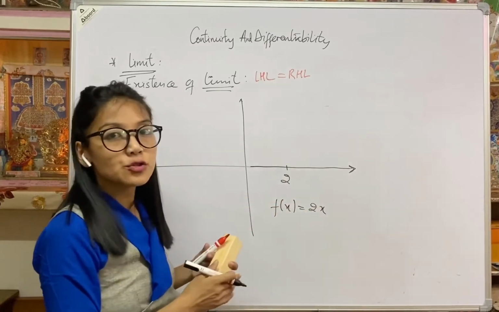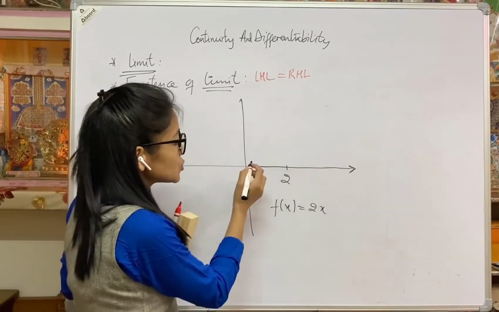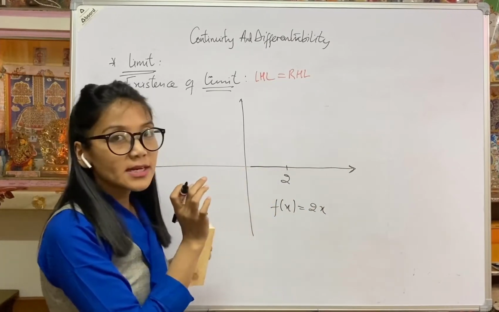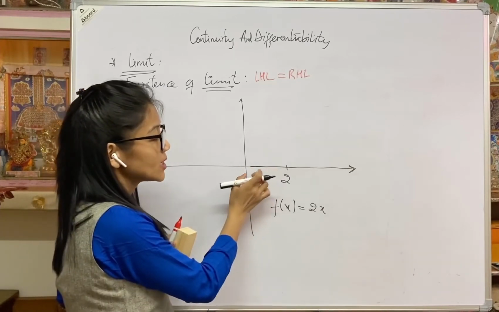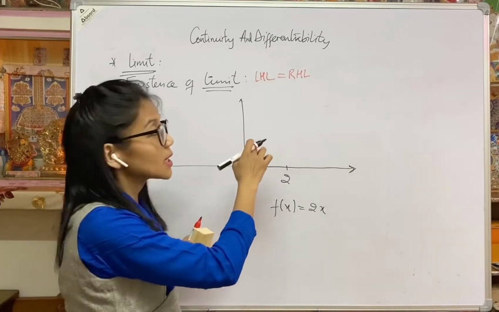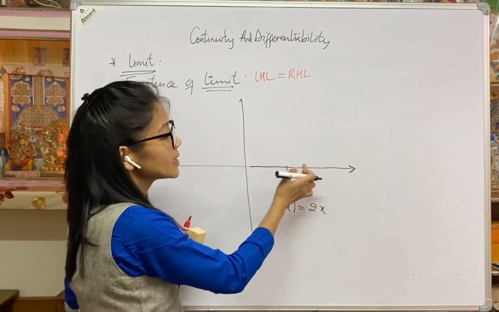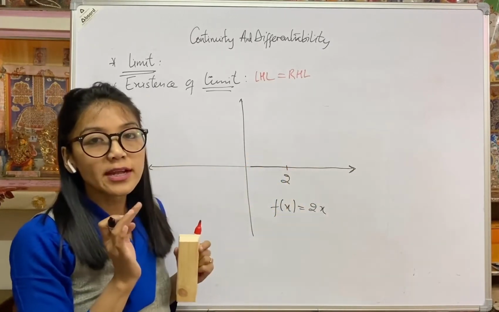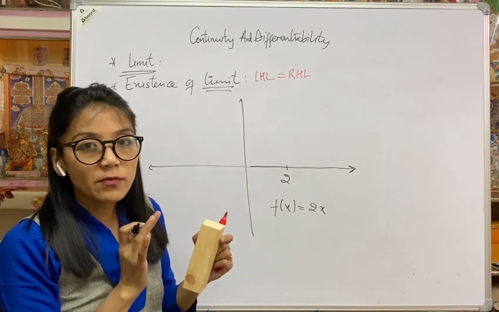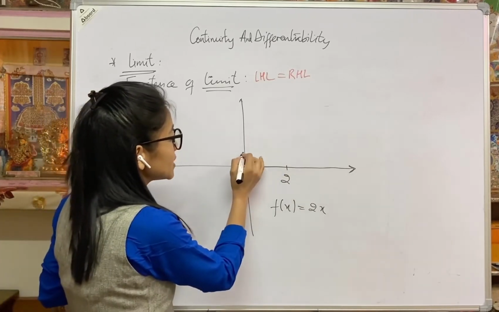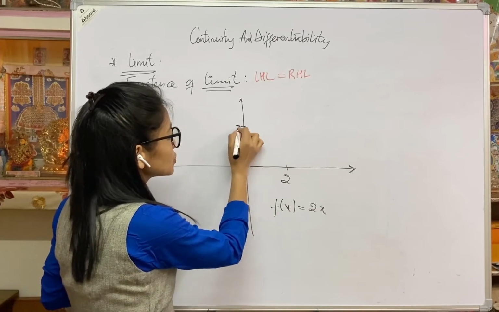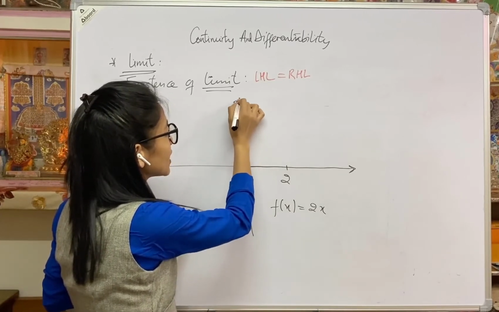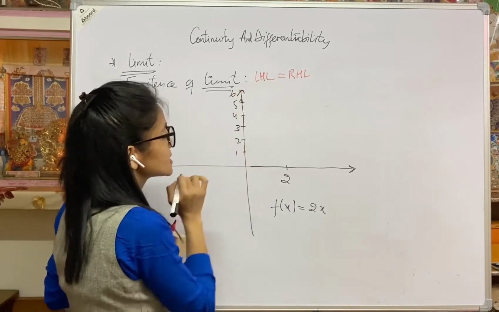f of x is equal to 2x. Okay, so now first I will take certain points on the left hand side and see what I get for the left hand limit, and then I'll take certain points on the right hand side and find the right hand limit, and we'll check whether I get the same value or not. Okay, so let it be 1, 2, 3, 4, 5. I'll take one more point, that is 6.